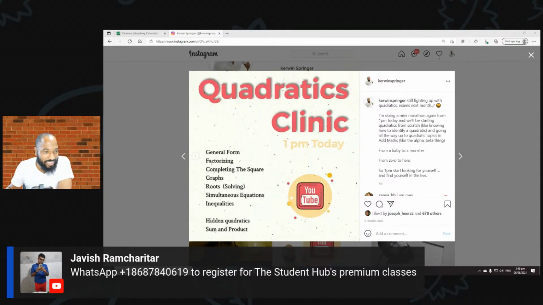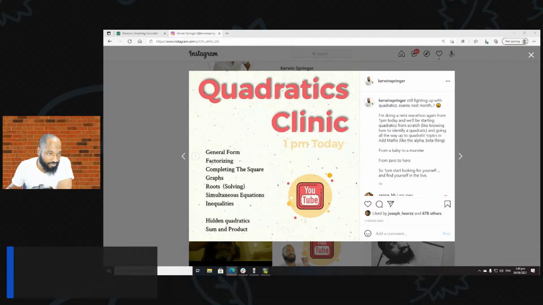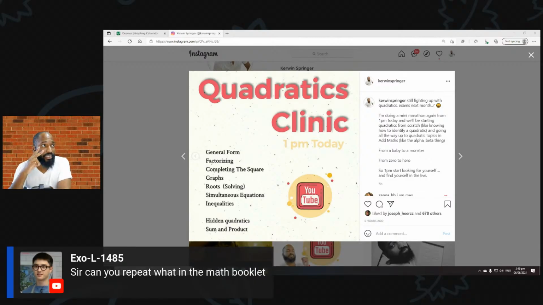So, can you repeat what is in the maths booklet? There's 2 maths booklets. It's better to show than to tell. Let me just show you quick. There's a password I started typing and all kinds of things here. CXC math formula booklet, where are you? Formula booklet, CSEC, boom, bang.